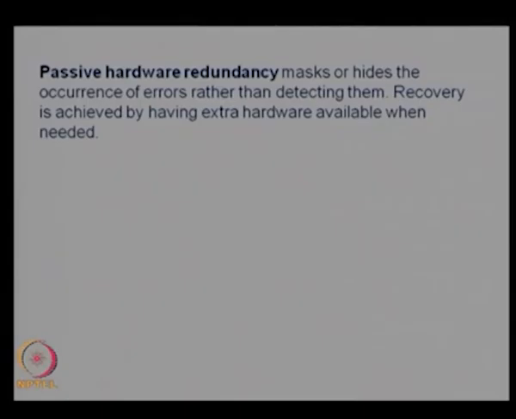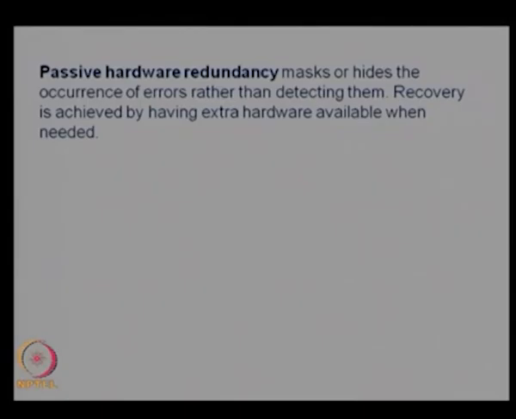What actually happens is, if there are multiple or redundant hardware units and one of the hardware fails, then the other hardware will automatically take over without informing the system that there is an error, or without the system knowing that there is an error. So, that is passive hardware redundancy, where it tries to hide or mask the error rather than detecting it. Recovery is achieved by having extra hardware available when needed.